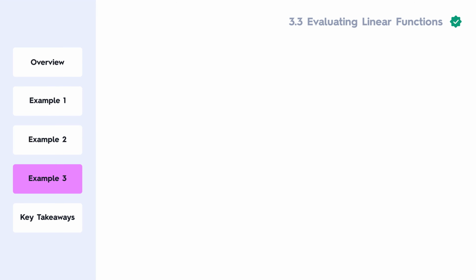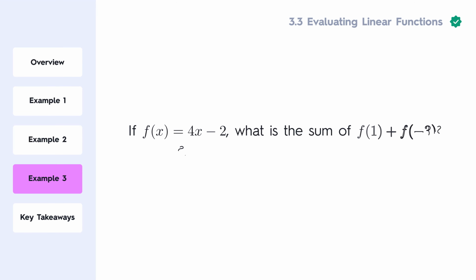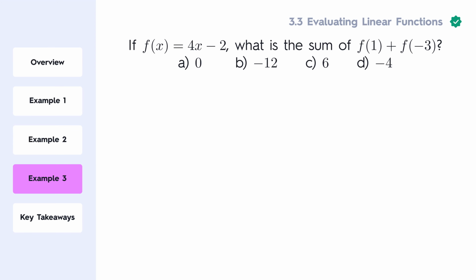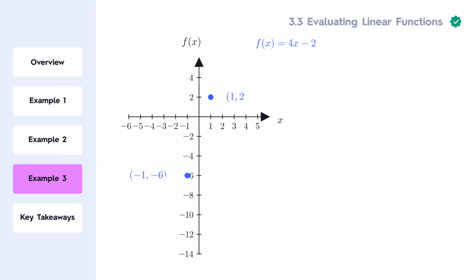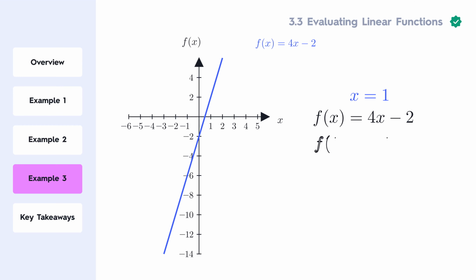Let's take a look at our final example. Given this function, what is the sum of f of 1 plus f of -3? Our strategy here will be to evaluate f of x at two different values, x equals 1 and x equals -3. Let's start by finding f of 1. First we need to substitute x equals 1. We obtain that f of 1 is equal to 2.